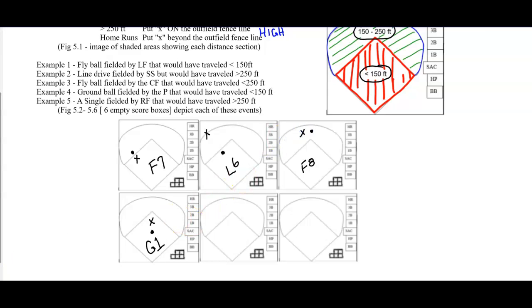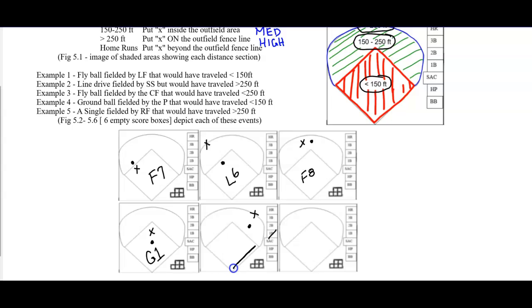In our final example, we have a single that's hit to the right fielder, and he fields it before the ball went 250 feet, but it would have traveled beyond 250 feet had he not fielded it. We would score it like this. Our single to right field. Right fielder got it there, but that ball would have gone longer than 250 feet, so we'll make our X on the outfield line that depicts greater than 250 feet. And of course we have him getting to first base.